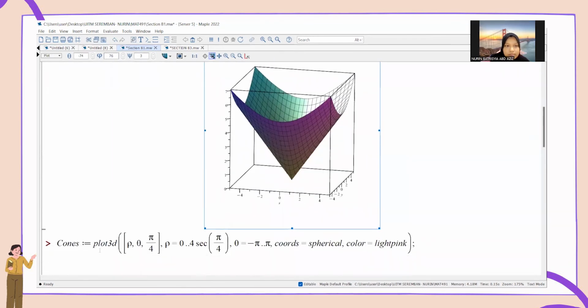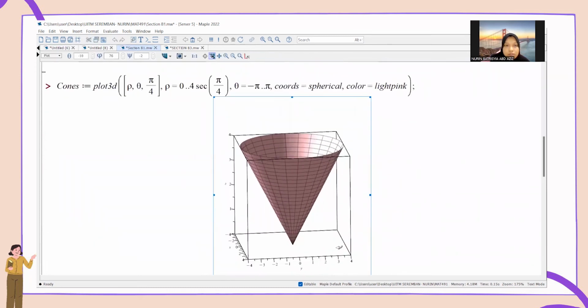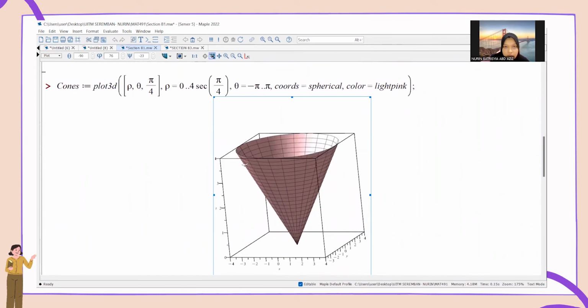Now we name this surface as cones equal to plot 3D, open bracket, rho, theta, and pi over 4. This phi is pi over 4 because we know that spherical for cone is pi over 4 for phi. So rho is equal to 0 to 4 sec pi over 4. Theta is equal to -pi to pi. Coords is spherical and I choose the color light pink because it will make it easier for us to differentiate it later. So this is the image of cones that will come out from this command.